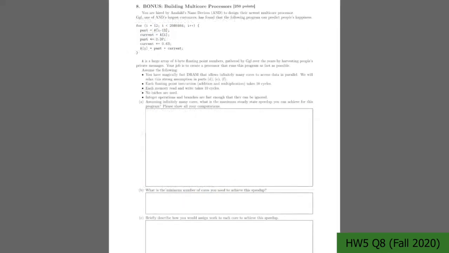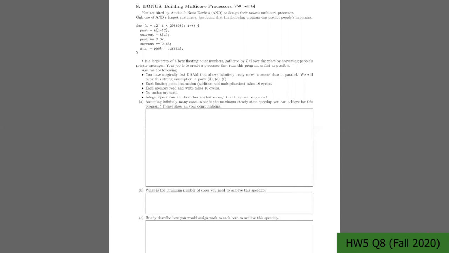Hi everyone, we're going to solve a question on building multi-core processors. So let's get started. You're hired by Amdahl's Nano Devices to design the newest multi-core processor. GGL, one of Ann's largest customers, has found that the following program can predict people's happiness.